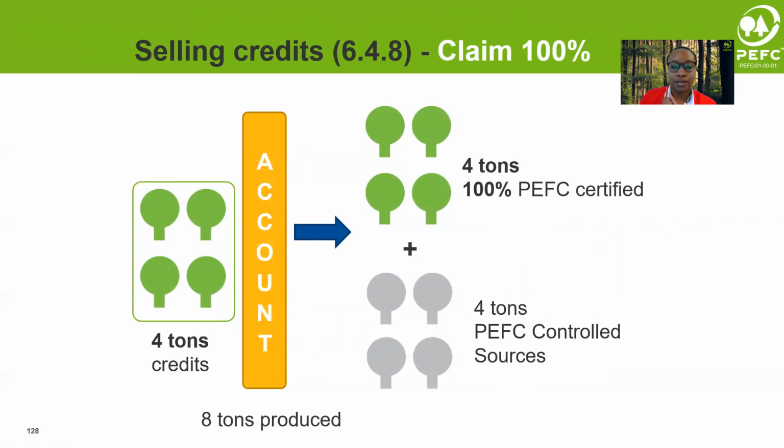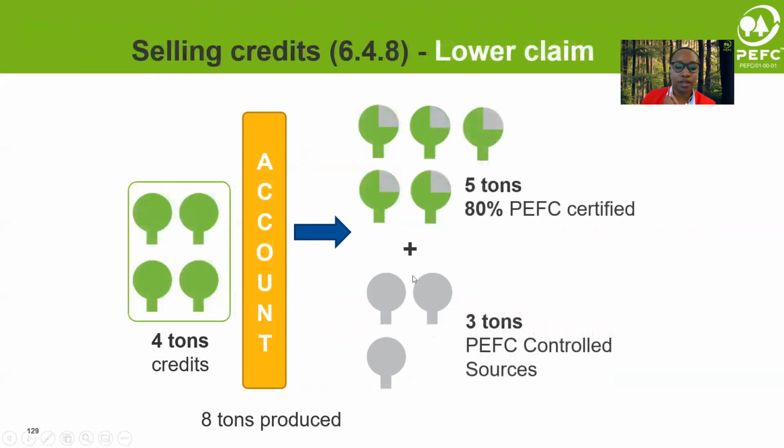Let's see another example as well. I hope it's clear. So another example is you have 8 tons and your client demands that they want to have maybe 80% PFC certified. So you can inform your client, for example, you can only provide 5 tons of 80% PFC certified, and the rest of the 3 tons can be PFC controlled sources, assuming in your credit account you have 4 tons.